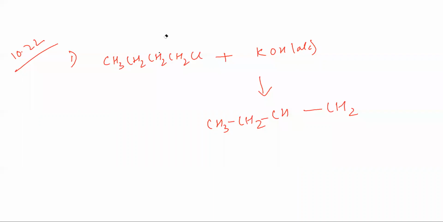So let us now write directly the product. It is simply a double bond. Here is the formation of the product, and the name of the product becomes butene. I have changed the color so that you understand the difference from the reactant to the product. Okay, now next question, number two, that is 10.22.